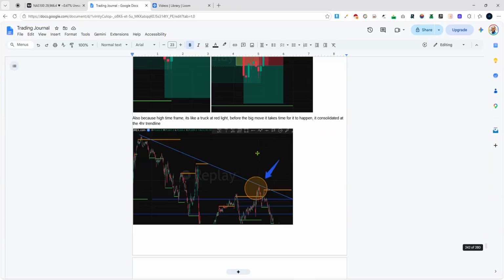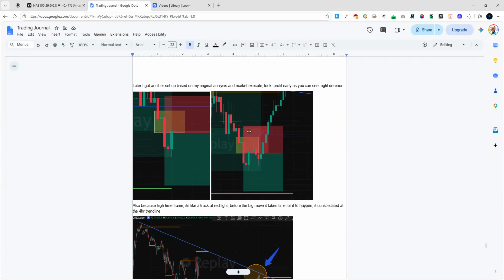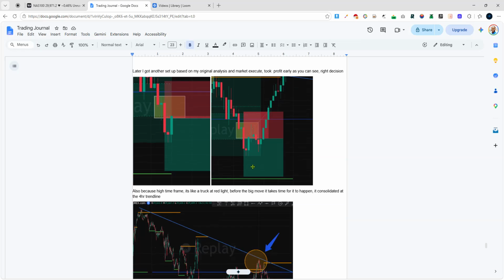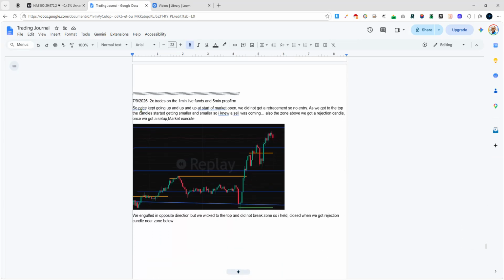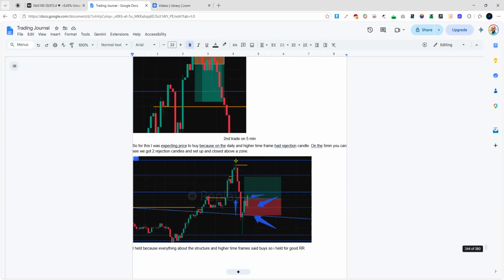Profits, right? So it's just really, bro, I think this is an L. Look at that big L. Later, I got another setup based on originality. Took profit early. See, I had the right decision, so I would have caught that L. This is a 2H trade, 5 minutes.